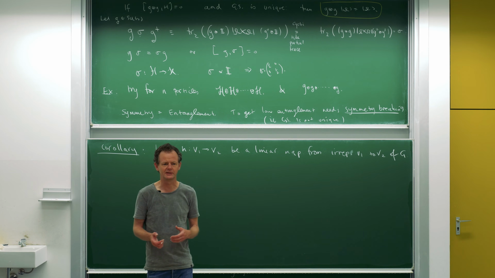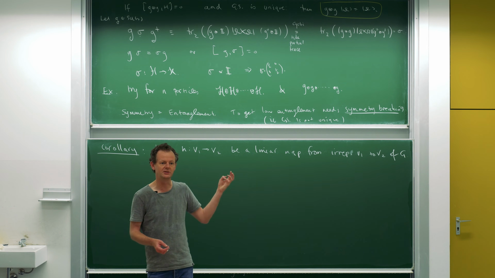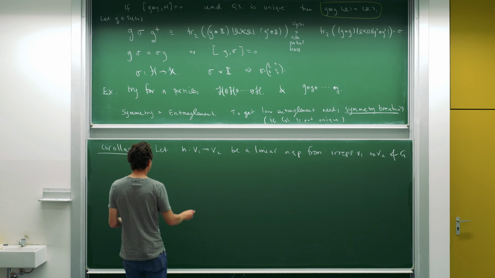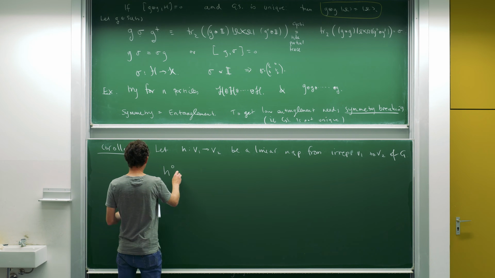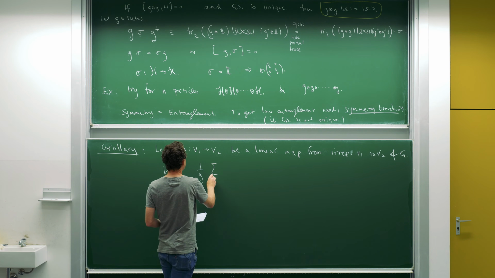Because we can't use Schur's lemma, since it doesn't intertwine with the group. But what we can do is take this linear map and build a new one which does intertwine with the group. This is the averaging trick, right? So we take H and build a new map. How do we do it? Well, we just sum over all elements of the group.